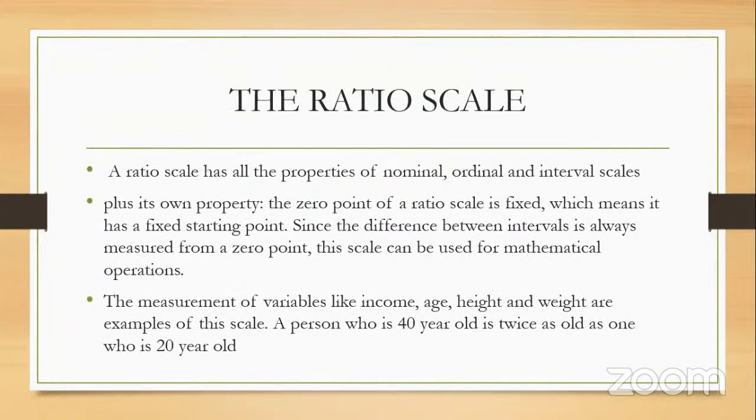Another important thing I feel here is that a few terminologies should be clear. The ratio scale, because when we are conducting research, a few terms come to mind. What is that? A ratio scale has all the properties of nominal, ordinal, and interval scales, plus its own property. The zero point of a ratio scale is fixed, which means it has a fixed starting point. Since the difference between the intervals is always measured from a zero point, this scale can be used for mathematical operations. The measurement of variables like income, age, height, and weight are examples of this kind of scale.